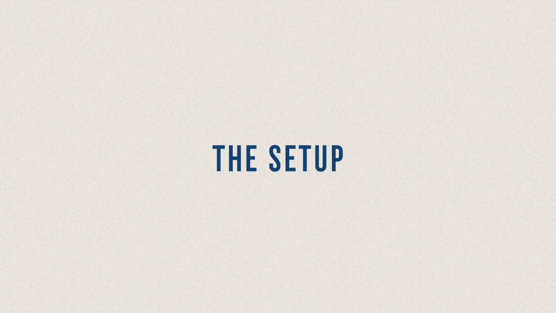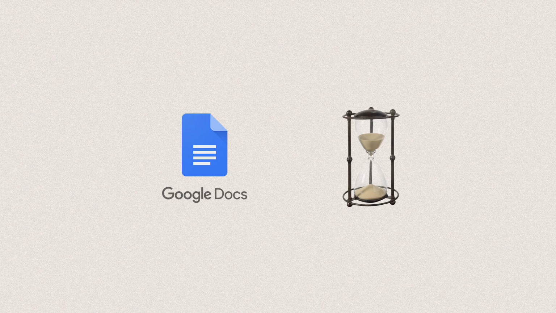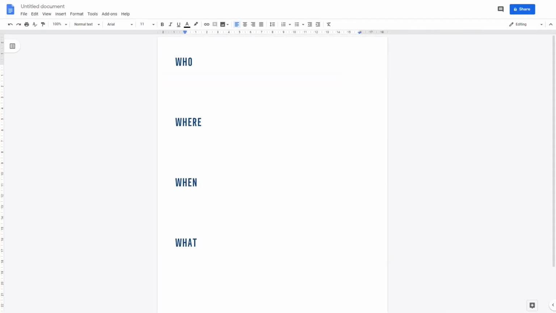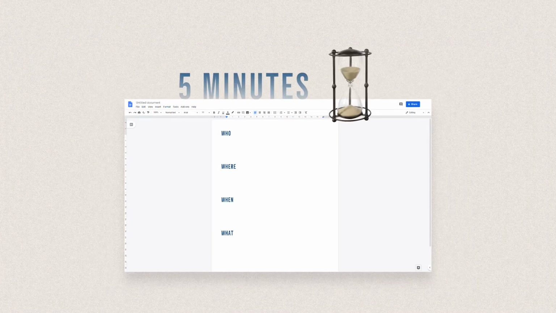The setup. We'll need a Google Doc and a timer. Inside the Google Doc, we create 4 sections and write down who, where, when, and what as the titles. The time we're allowed to spend on each section is 5 minutes.